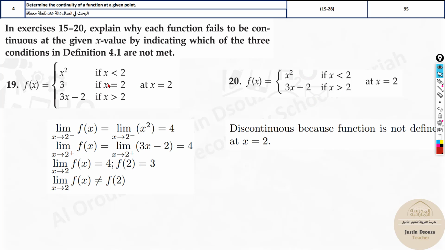See the middle part, which was given, that's not at all there. So we don't know. It's discontinuous because it's not defined at this particular point. So we cannot conclude it as continuous. We just say it's discontinuous because it's not defined at x equals 2. That's the reason. So we cannot find f of 2 in this case, in the second problem.